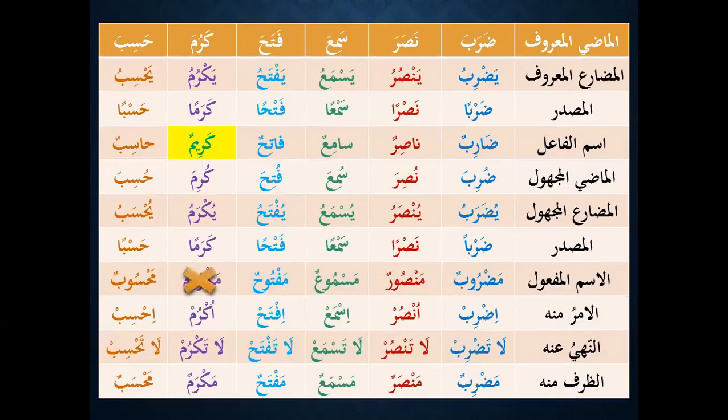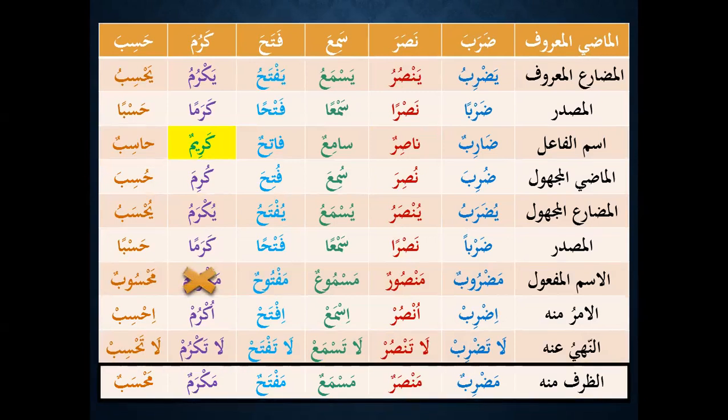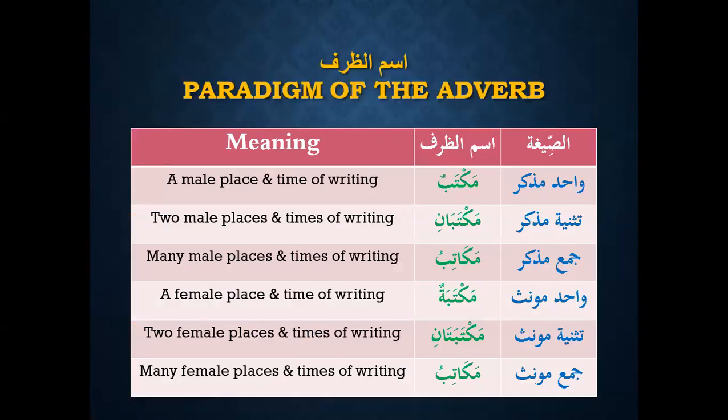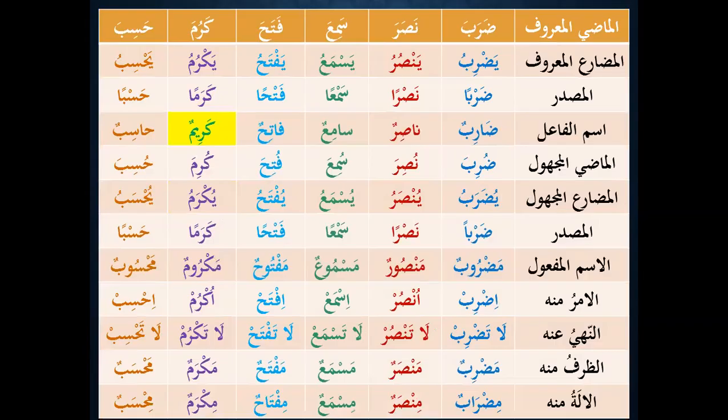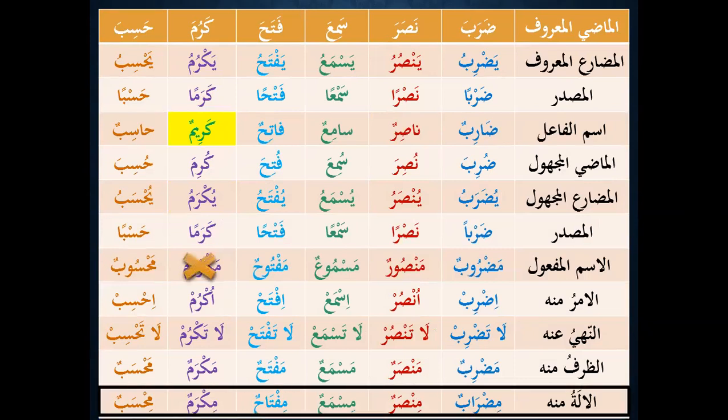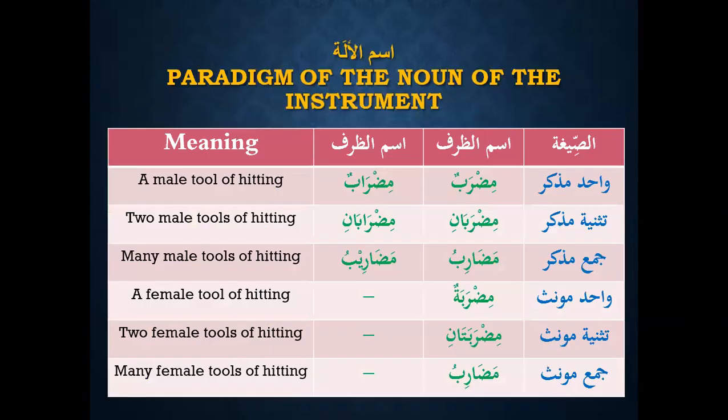And then we did a ظرف on the scale of مفعل. So مكتب مكتبان مكاتب. مكتبة مكتبتان مكاتب. Plural is same for both. Then we did آلة مفعل مفعلة and مفعال. 3 scales. So مضرب مضربان مضارب. مضربة مضربتان مضارب. Simply both. And then مضراب مضرابان and مضاريب.